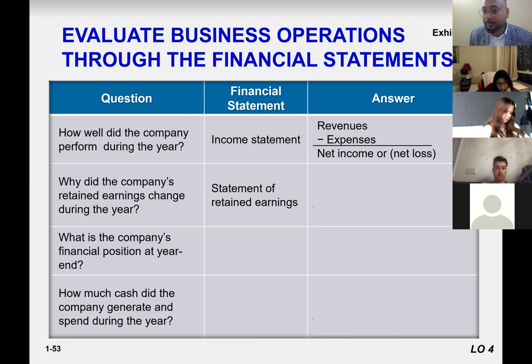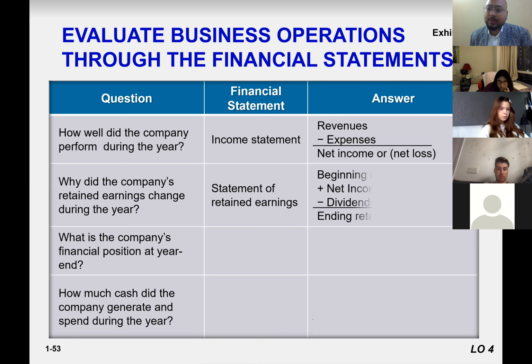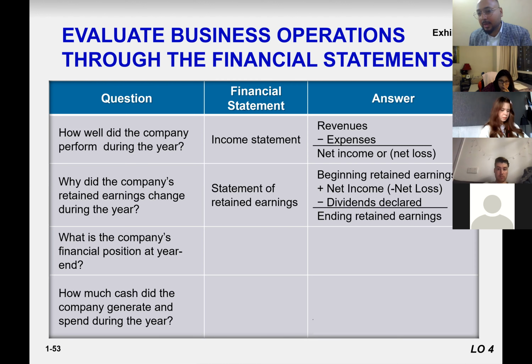Retained earnings statement, right? And what is the formula for retained earnings? Beginning plus net income minus dividend. The answer is the ending retained earnings balance. Simple. So what is the company's financial position at the year end? Everyone, please look at the PPT here.